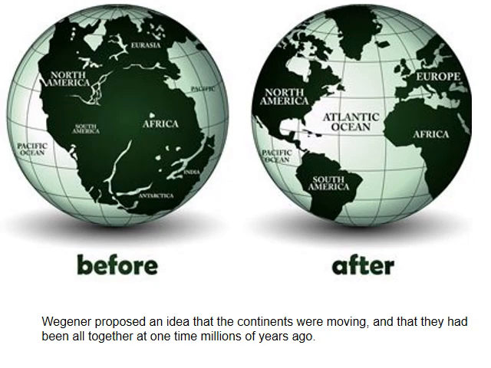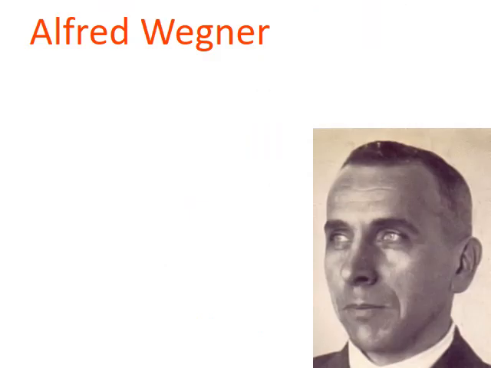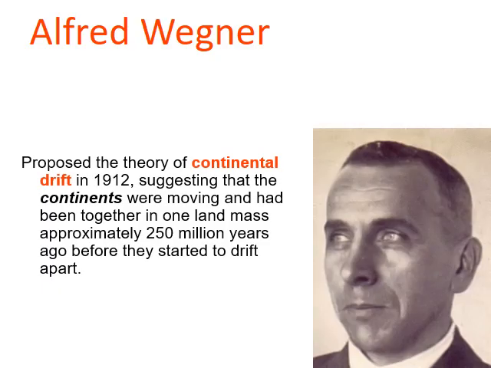He called that landmass, with all of the continents together, Pangea. And it was part of his idea of continental drift. The theory of continental drift is that the continents are moving around, and that they were together as one landmass about 250 million years ago before they started to drift apart.